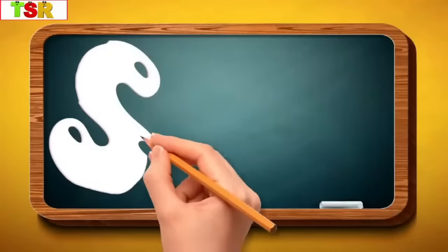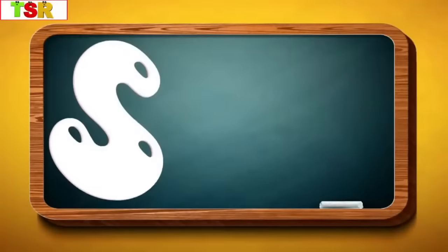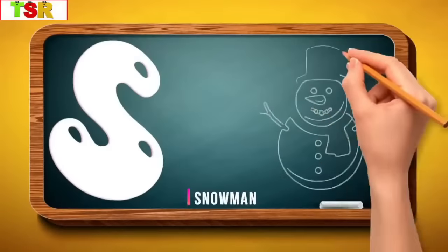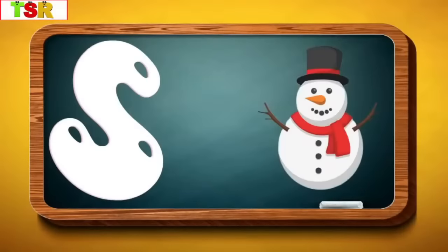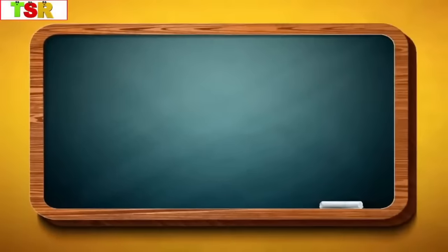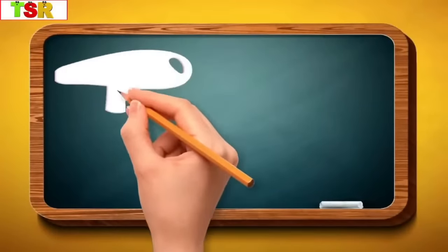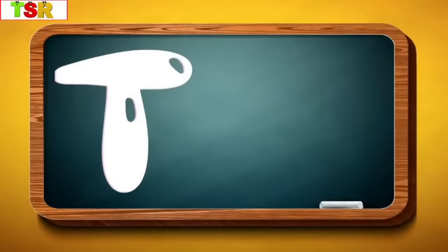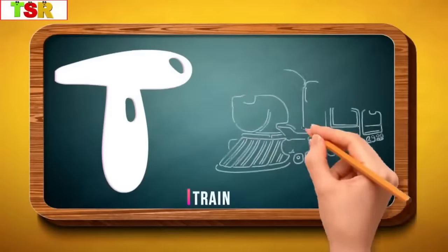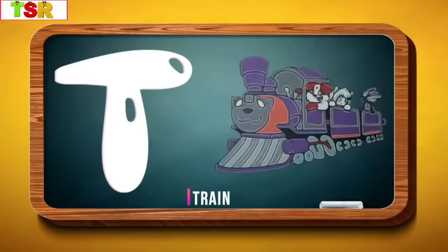S. This is the letter S. S sounds like snowman. A white snowman. This is the letter T. T sounds like t, t, t, train. A purple train.